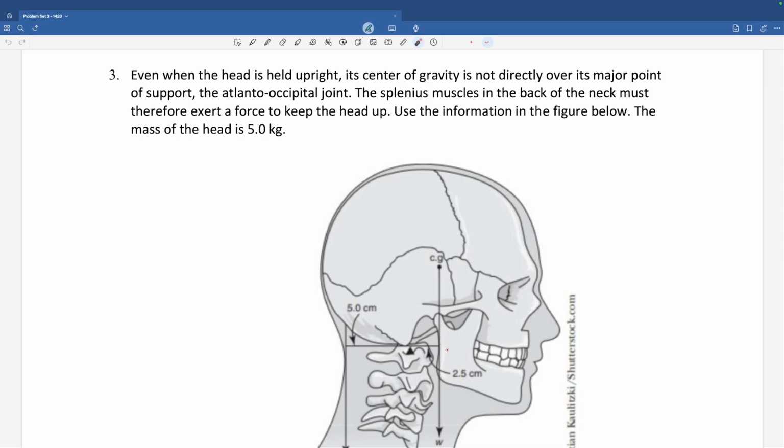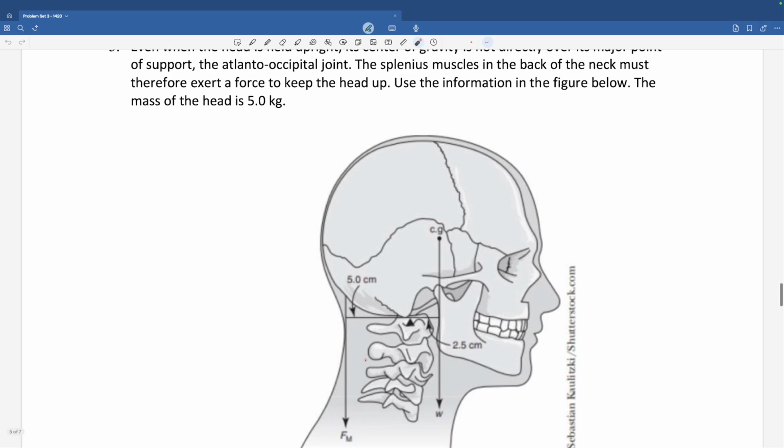So to find the torque due to the weight, you have to multiply 49 newtons with this distance. But remember, this is in centimeters. You have to change it into meters and multiply. So 49 multiplied by this in meters will give you the clockwise torque.